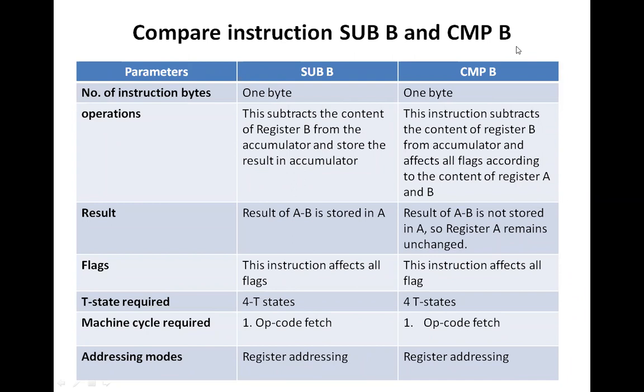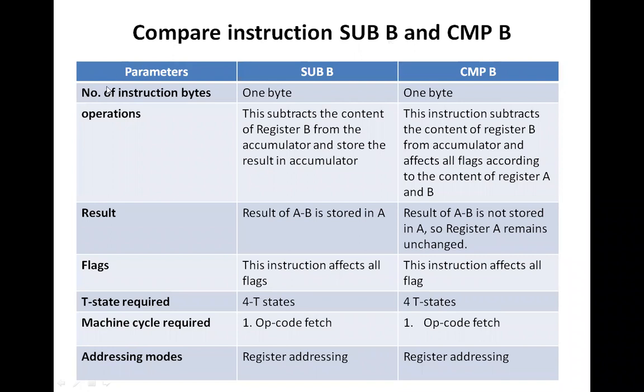But the resultant of the subtraction is not stored in accumulator, meaning thereby source register and the destination register remain as they are. It is not going to change. But whenever we do subtract B, B is subtracted from the content of A, so the content of A is going to change. But in case of compare B, the content of A is not going to change. Both the instructions are doing some kind of subtraction process, but subtract B is going to affect the destination, that is accumulator, and compare B is not going to affect the destination register.